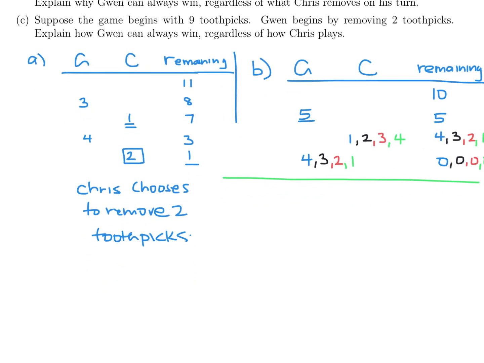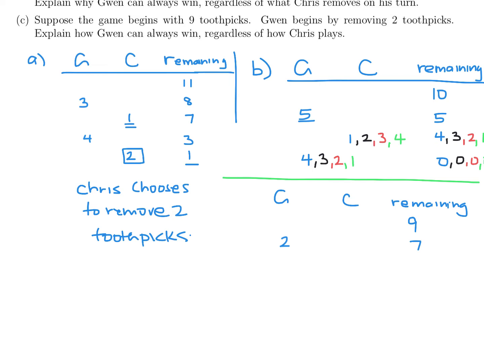And finally, part C. C says that suppose the game begins with 9 toothpicks. Gwen begins by removing 2. Explain how Gwen can always win. Okay, so same thing here. Let's see here. So we're starting this time with 9. And then Gwen removes 2. So we have 7.